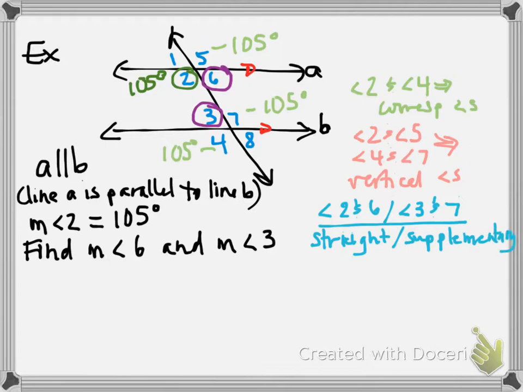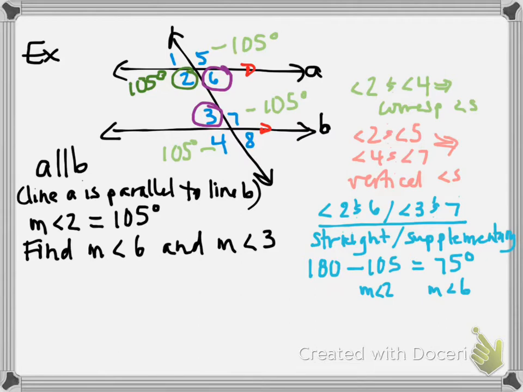So Sophie came up with a good idea. She says take 180 and subtract the measure of angle 2. So this is the measure of angle 2. And that's going to give us what? 75 degrees. That's going to give us the measure of angle 6. Now, I could do the same thing with angle 3 and angle 7.